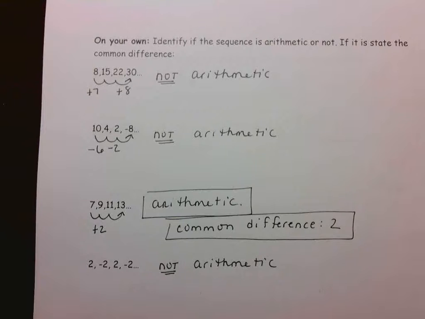So here are your answers, and notice on that last one, that's not arithmetic. It says 2, -2, 2, -2. There's definitely a pattern, and it's actually a geometric sequence because we're multiplying each term by -1 in order to get to the next term. But it's not arithmetic. There's no common difference. So just because there's a pattern does not mean it's arithmetic. There has to be a common difference in order for it to be arithmetic.